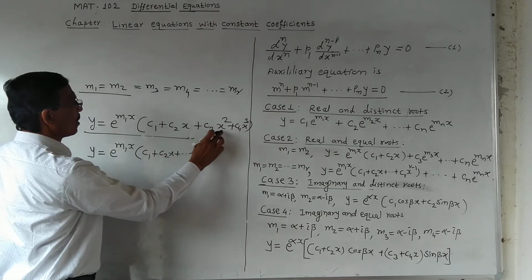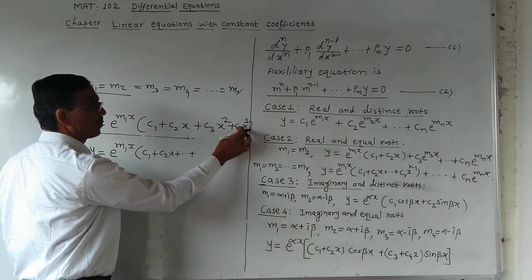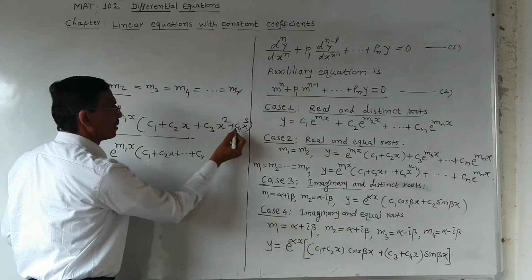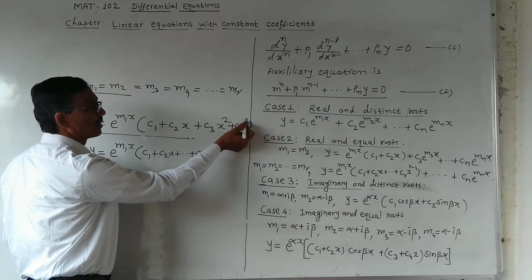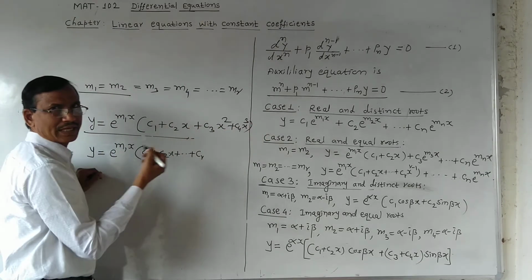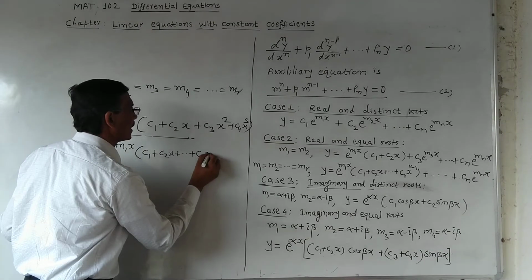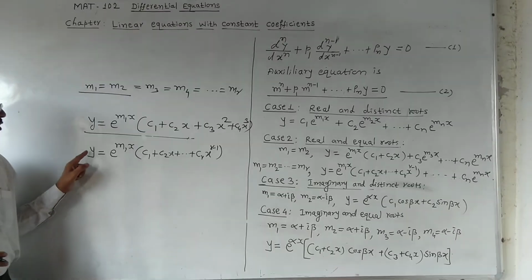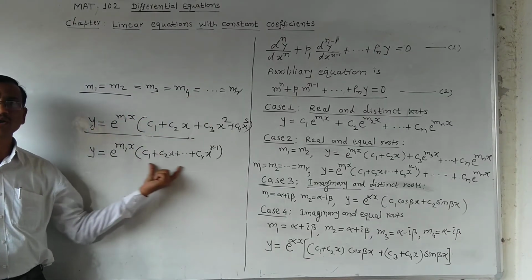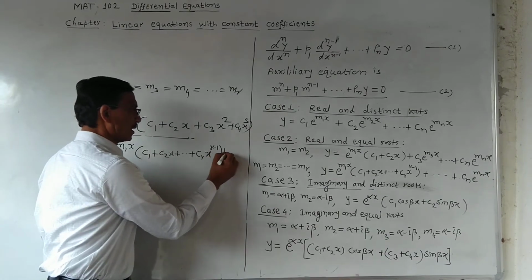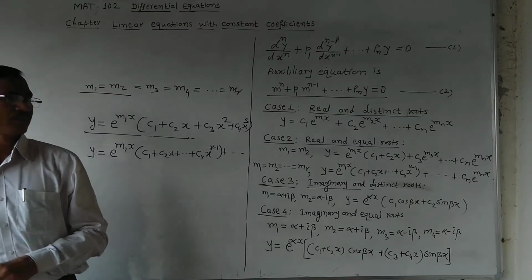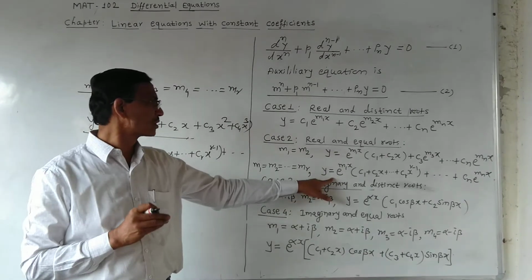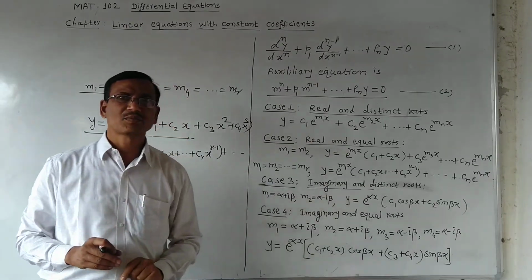What is the last term? For four roots, it is c4x cube. Therefore, for r roots, the last term is cr, and the power of x is one less, that means r minus 1. For r roots equal, the corresponding part of the solution is given by this, and then the remaining terms as they are. I have written this solution here. If r roots are equal, the solution is given in this manner.